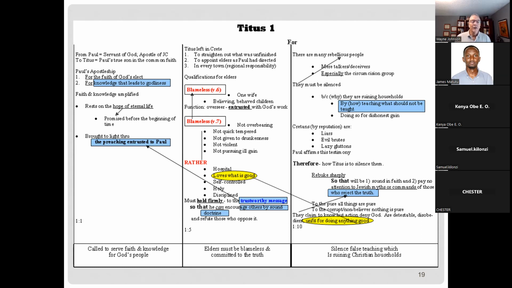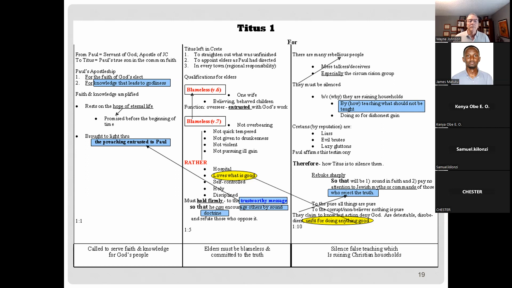I highlight certain things. The first is Paul's introduction and greeting, but it's from Paul. He described himself as a servant of God and apostle of Jesus Christ. It's to Titus, and he describes Titus as Paul's true son in the common faith. And he has a statement of what his apostleship serves, or the purpose, or the goal, or objective, for the faith of God's elect and for knowledge that leads to godliness. So I just title that, this would be Paul, called to serve faith and knowledge for God's people, as is the heart of what he's wanting to do.